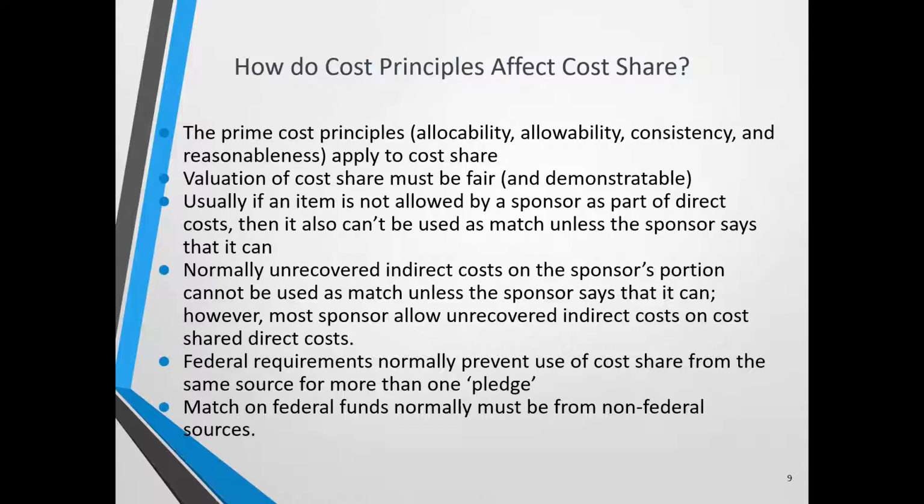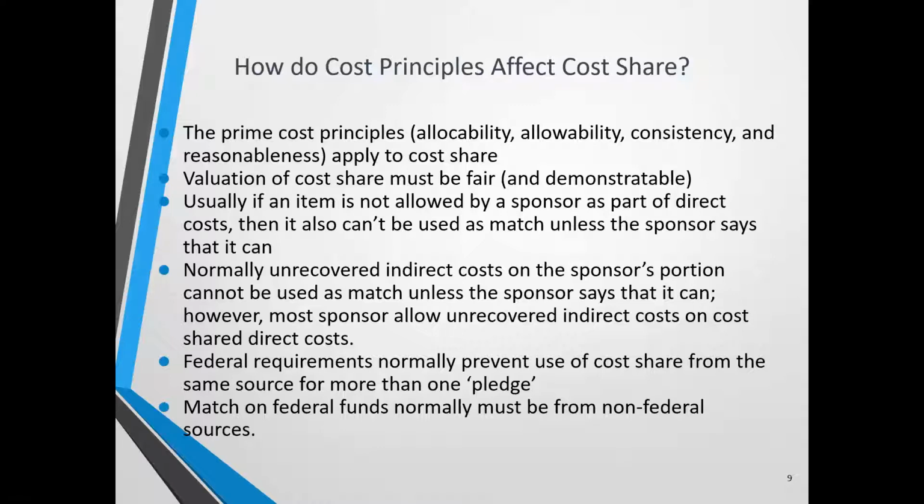Because what I'm promising for proposal A has to be expended and allowed for proposal A. I can't just randomly say whatever I'm doing for cost share someplace else is going to be able to be applied to the particular proposal that has the cost share requirement. As part of this, usually if an item isn't allowed by the sponsor as a direct cost, then you also can't use it as match. So for example, if the sponsor doesn't allow PI salary, then you can't use PI salary as a match unless we find out from the sponsor that yes, you can. And sometimes they'll say that in the guidelines.